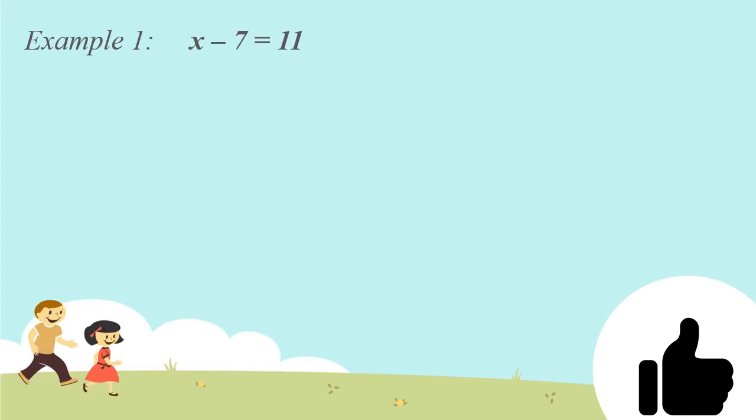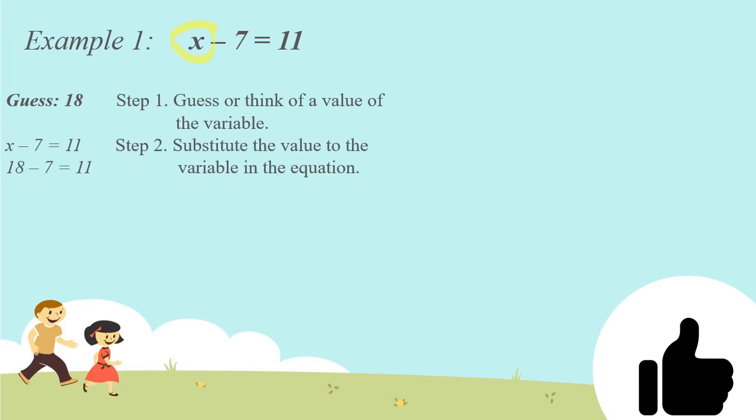Example 1. x minus 7 is equal to 11. Think of a number that, when you subtract 7 from it, the result is 11. What will be the number for x? We'll try to guess 18. We'll try to see if the result is 11. So step 1, guess or think of a value of that variable. Okay, step 2, substitute the value to the variable in the equation.